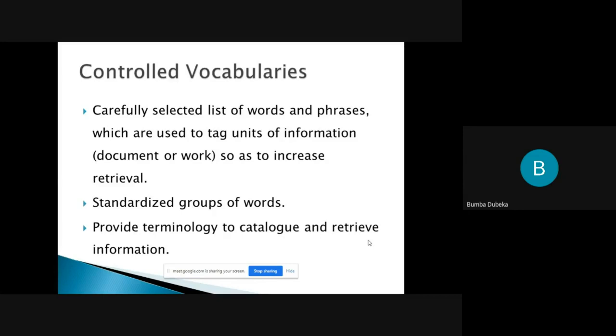We also learned that there's a need to use controlled vocabularies. A controlled vocabulary is a selected list of words or phrases basically used to tag units of information, and the whole reason is to increase retrieval. Another way to say it is that a controlled vocabulary is a standardized group of words that provides terminology to catalog and retrieve information. So if we have controlled vocabularies, it makes life easy when someone is searching out there. It increases retrieval at the end of the day.